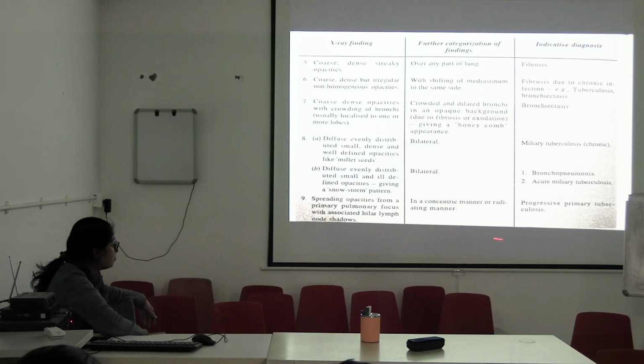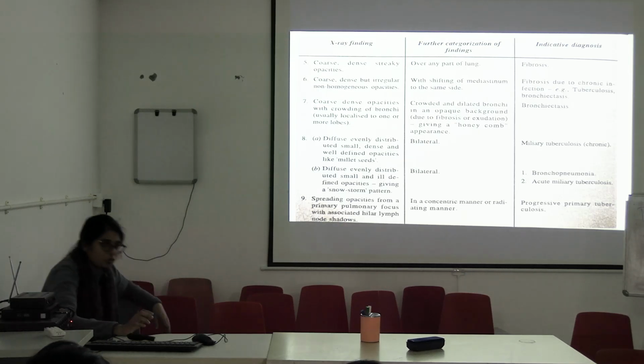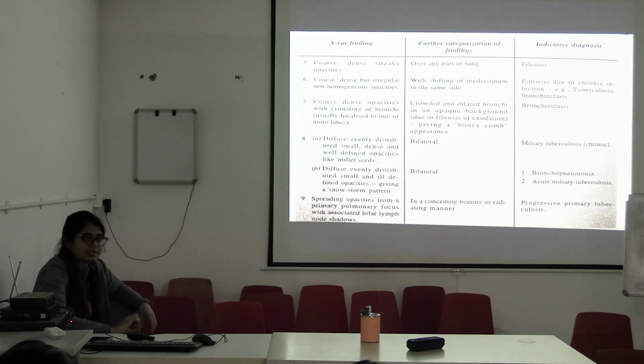Now, in progressive primary tuberculosis, in a concentric or radiating manner, you will get spreading opacities from a primary pulmonary focus with associated hilar lymph node shadows. So, tell me, in a patient who is suffering from tuberculosis, what are the suggestive findings in X-ray? Many heavy terms have been described here. Simply, you are suspecting pulmonary tuberculosis. What are the X-ray findings which are very suggestive of pulmonary tuberculosis? You have to say two or three things. Hilar lymphadenopathy, number 1. Number 2, miliary shadows. Okay?